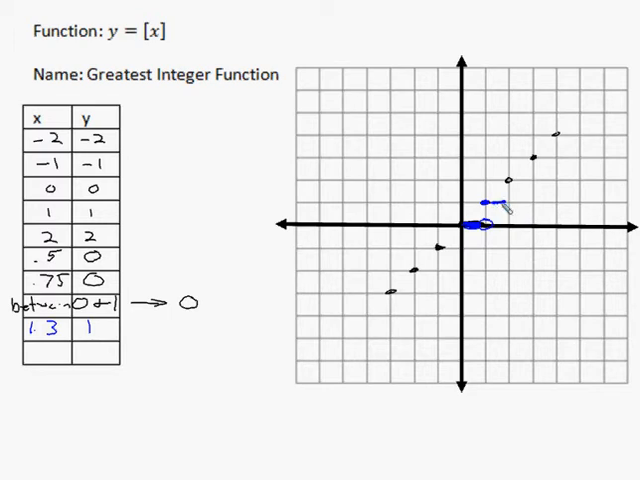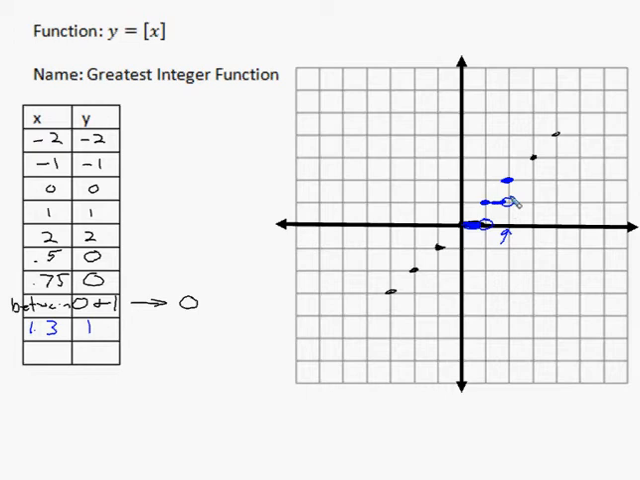And so it remains 1, because we always round those numbers down until we get to an x value of 2. So when x is 2, the graph, rounding 2 doesn't round, it's just equal to itself. So we have an open circle here.